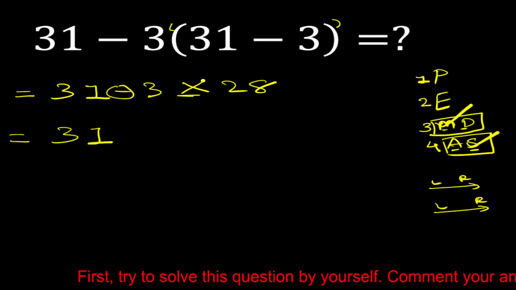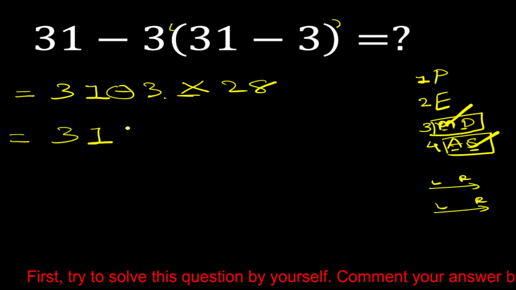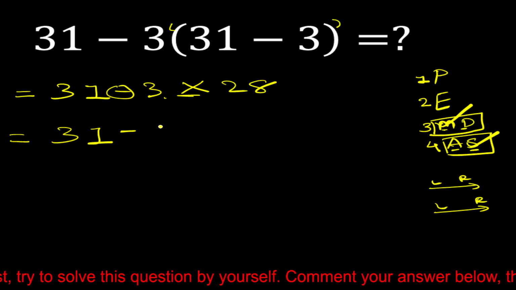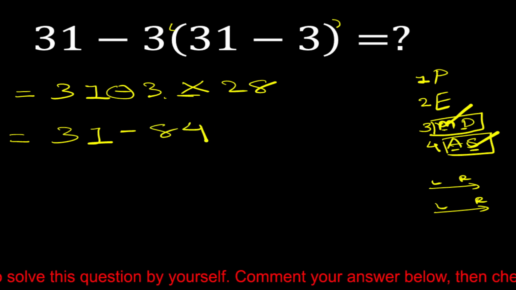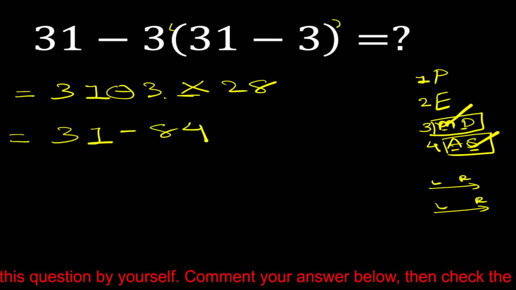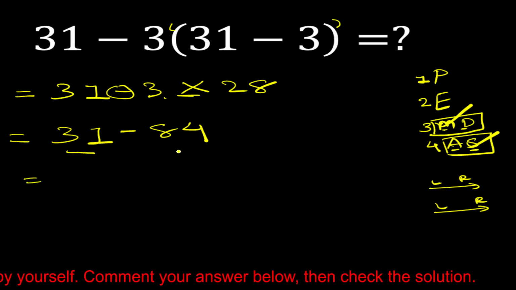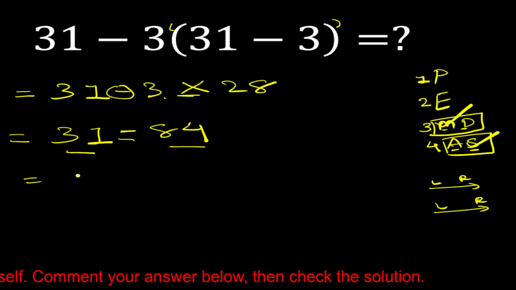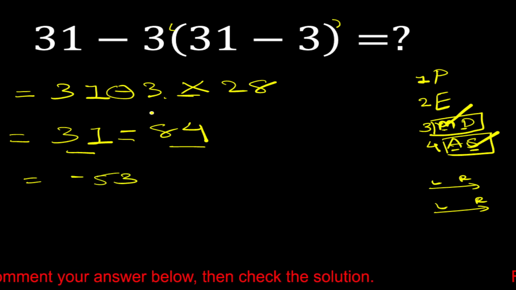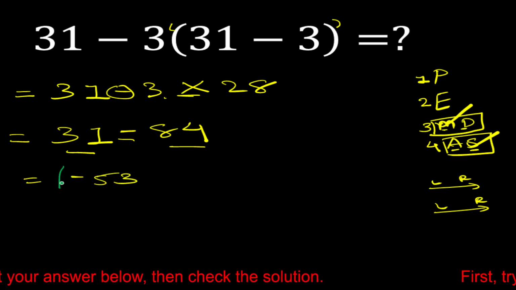So it is equal to 31. Now 3 multiply 28 is equal to 84. So minus 84. Okay. So now 31 minus 84 is equal to minus 53. So the correct answer is minus 53.